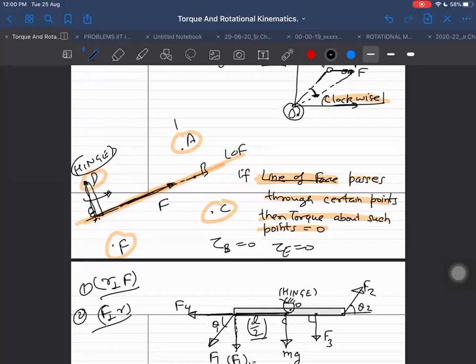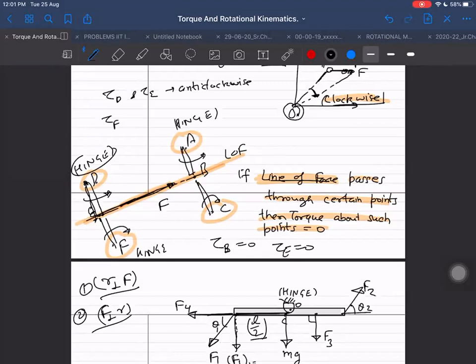Similarly, when I want to discuss about A, then take the hinge at A. How is it moving? Clockwise. D is also anti-clockwise and A is also clockwise. So D and A talk about D anti-clockwise, and talk about F and talk about C clockwise.